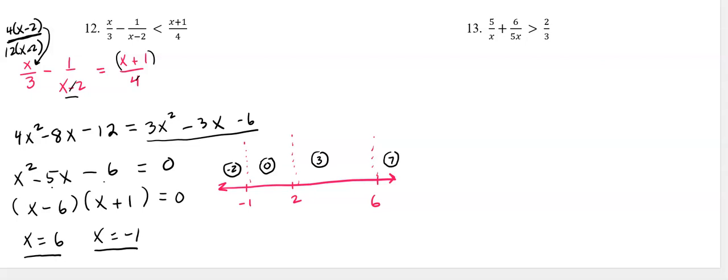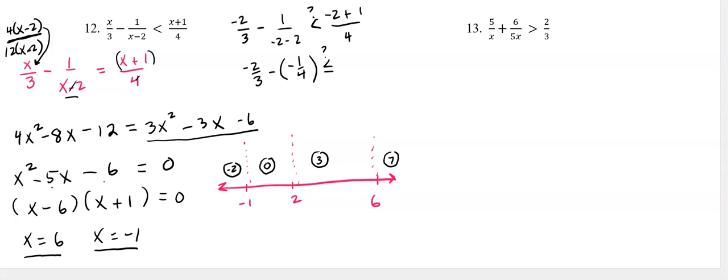Okay, so here is testing negative 2. I put negative 2 in for x here, and then I put negative 2 in for x on the bottom, and I'm trying to see if the left side is going to be less than the right side. So negative 2/3 minus negative 1/4, and I'm trying to see if that is less than, not or equal to, just less than, negative 1/4. So negative 2/3 plus 1/4 less than negative 1/4. If you can't see it, let's change to a common denominator, which would be 12.